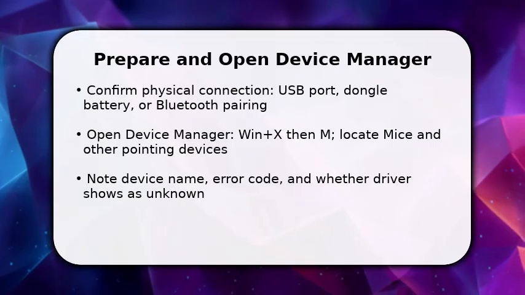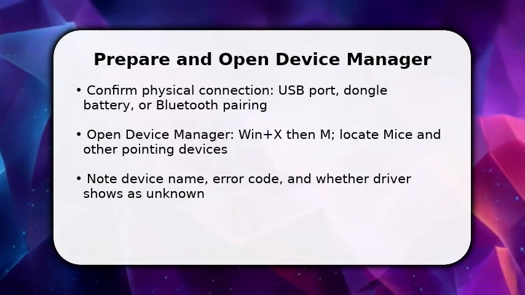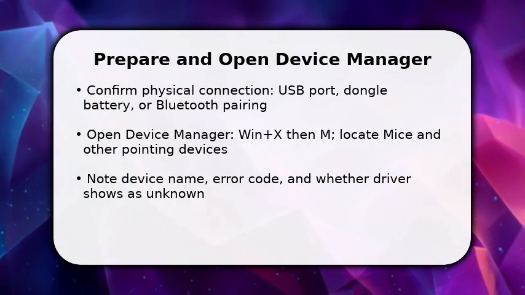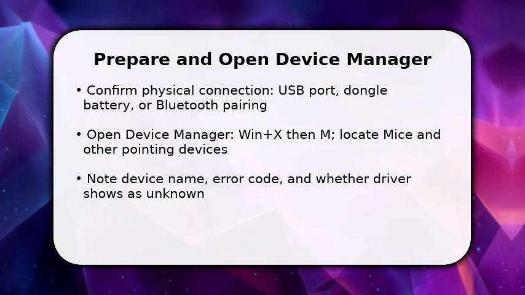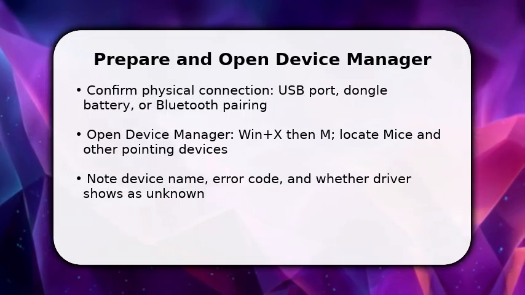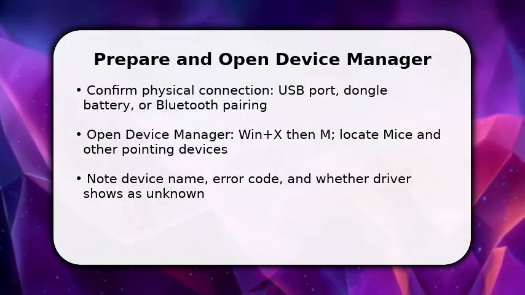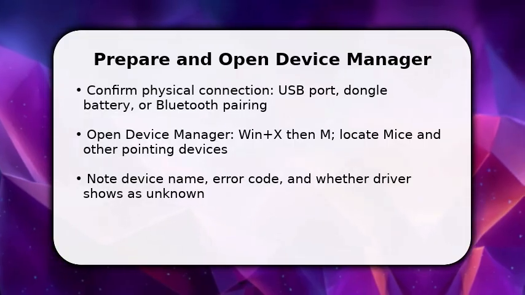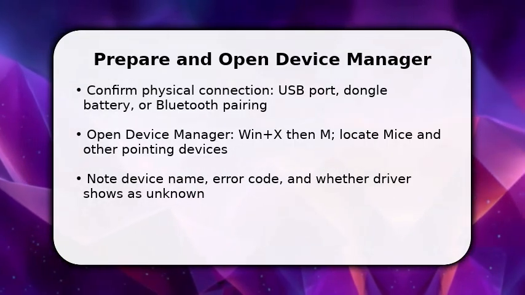You start now by confirming the mouse is physically ready, cable seated, dongle inserted, or Bluetooth paired. Open Device Manager with Win+X, then M, and expand mice and other pointing devices. Once visible, click the problematic entry and read status or error code so you know the exact failure.